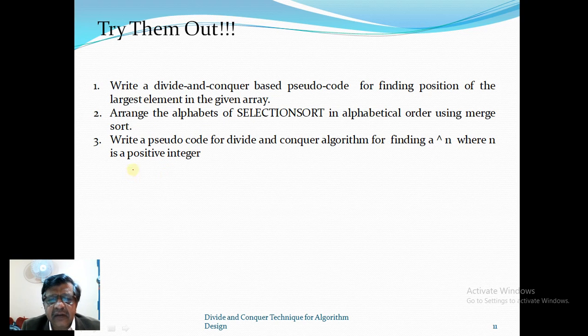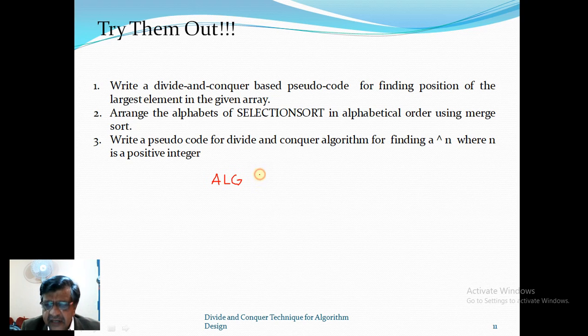Now the other one is: write a pseudocode for a divide and conquer algorithm for finding a to the power of n, where n is a positive integer. It can be thought of like this, and my esteemed listeners may solve it in other ways also. This is not the only way. Anyway, this is my bit of mind. I am giving it to you.